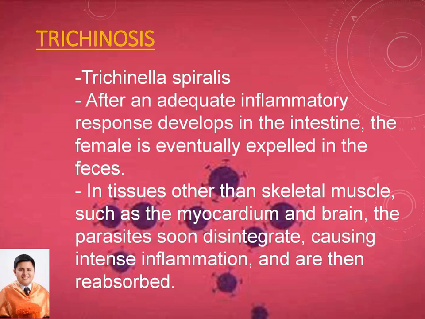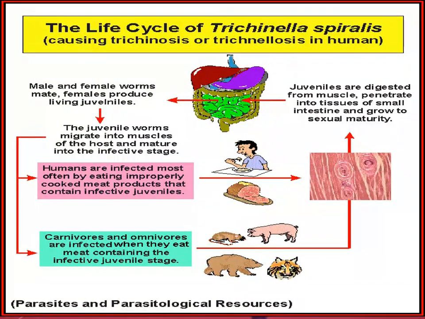After an adequate inflammatory response develops in the intestine, the female adult larvae is eventually expelled in the feces. However, if the larvae or egg of the causative agent is found in other areas such as the myocardium and the brain, it may result in intense inflammation, which may lead to further cardiac and neurological complications. Sharing to the group the life cycle of the causative agent, the Trichinella spiralis, with the pathology of the condition.